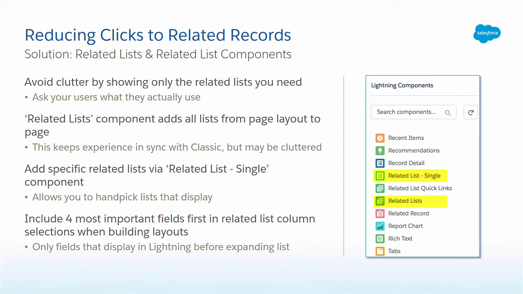Another note is that in Lightning, by default, you only see the first 4 fields that you have in your related list in the page layout. So that's something to keep in mind as you're setting up your layouts. You can see all of the fields once you expand the list, but only 4 show by default.